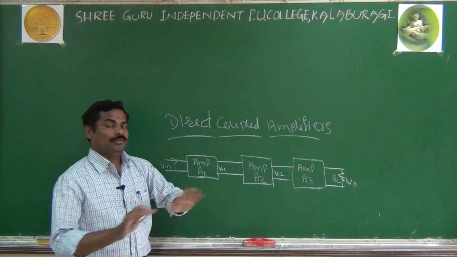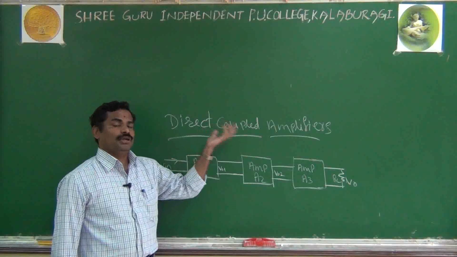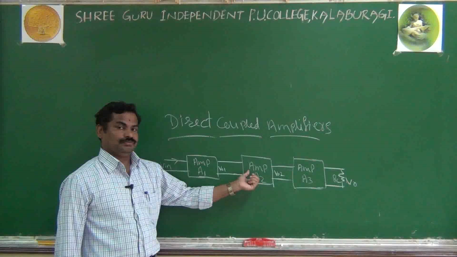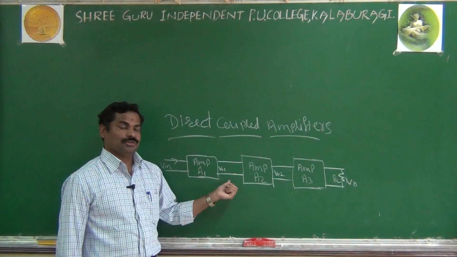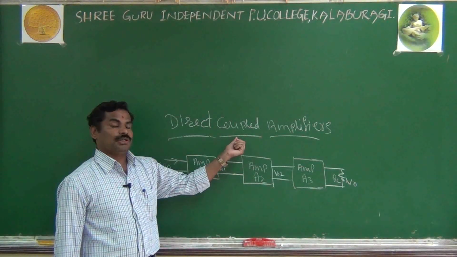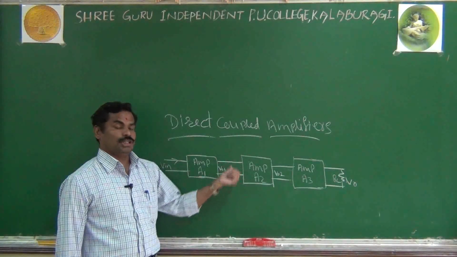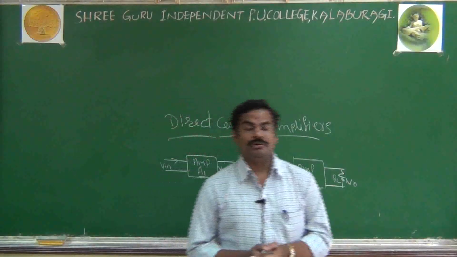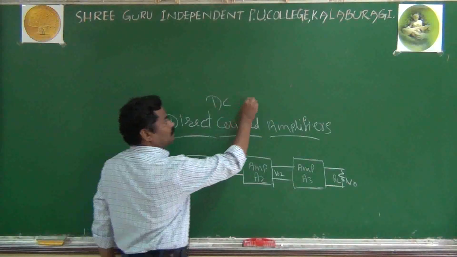We are not using any passive components, or any capacitor, or any inductor, or any transformer. Only one wire from the first stage to the second stage. The output of one stage goes to the next stage only through wires. That's what is called direct coupled. You are not using any resistor, capacitor, inductor or transformer. Directly you are connecting, directly you are transferring from output to the input. Direct coupled is also called DC coupled.